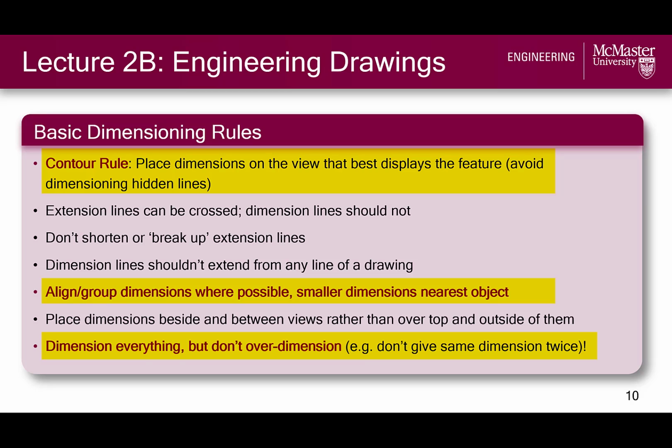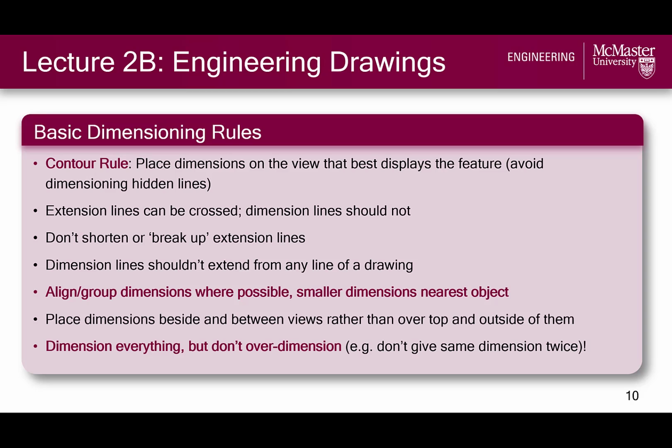The first one being the contour rule that tells us to place dimensions on the view that best displays a feature. Another good dimensioning strategy is to align or group dimensions with smaller dimensions nearest the object to keep everything neat and tidy. And we also talked about 2 different dimensioning strategies, chain dimensioning and baseline dimensioning, which can also help with dimension alignment. Finally, an important dimensioning rule is to dimension everything, but not to over-dimension, because we want to fully define a part's geometry without providing too much information that it becomes cluttered or difficult to interpret.